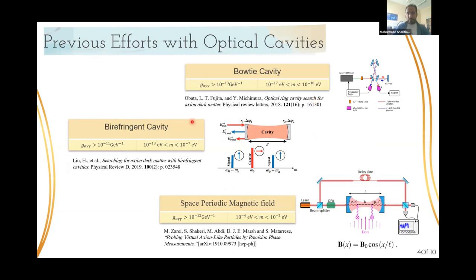Recently, there are efforts with cavities. People use optical cavities to show the presence of axion-like particles and axions. Some people used a bowtie cavity, and they showed that the presence of axion causes a phase velocity difference between right-handed and left-handed photons in a cavity, and they wanted to show the presence of the axion or axion-like particle by showing this phase velocity difference. Another work shows that there are side bands near the carrier frequency of the pumped laser photon inside the cavity. This is an effort to show the presence of axion-like particles by the cavity.